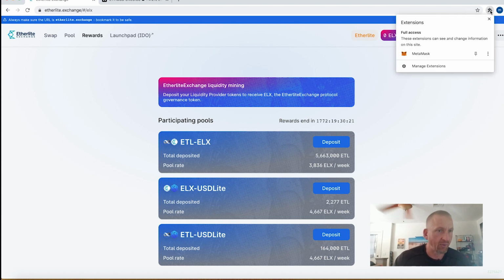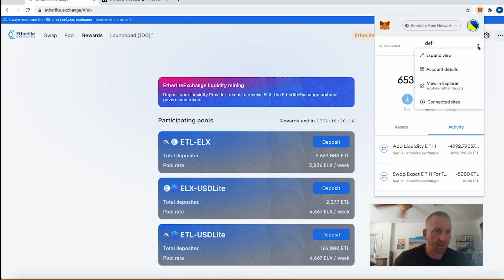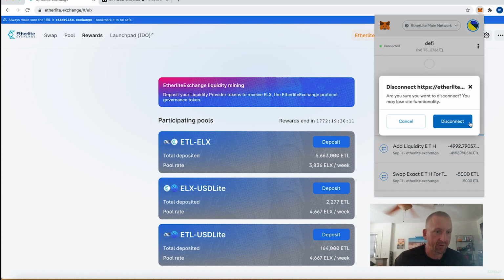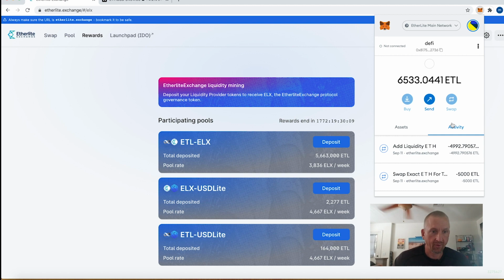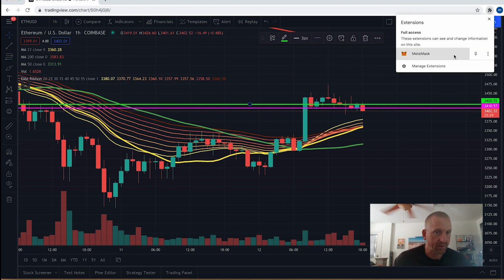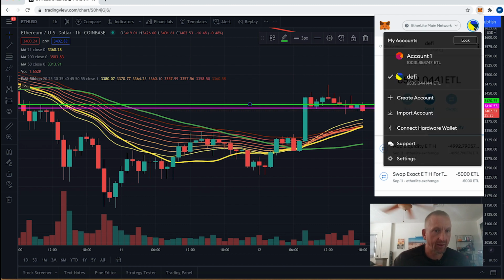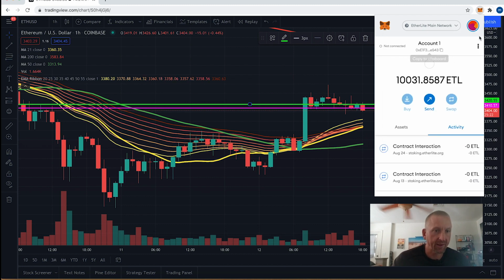Like I said, I like to go over here, click on my MetaMask, go to connected sites, and disconnect. So we're going to disconnect Etherlite Exchange. Boom, we're not connected anymore. So we're going to close out Etherlite Exchange, and now we're going to switch our account. We're going to click up here, boom, we're going to this account, and this is the one that is connected to our staking.